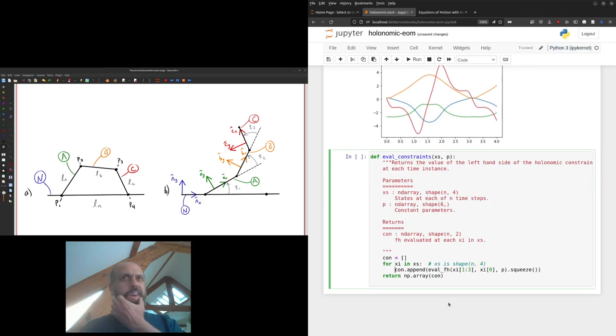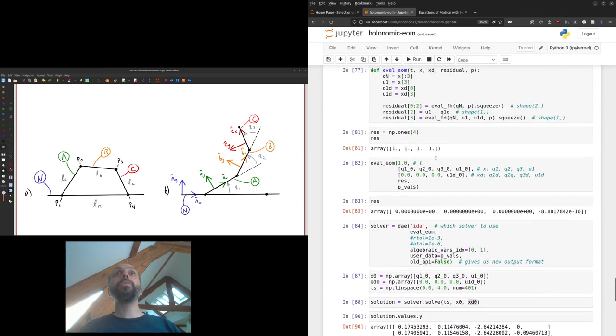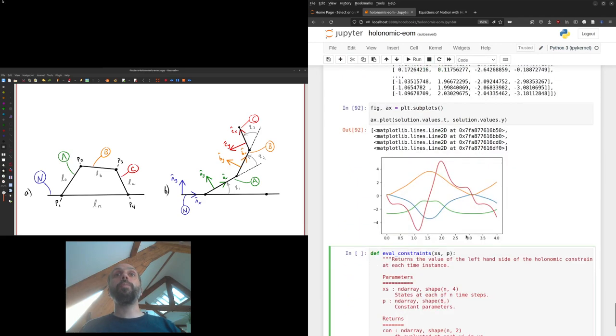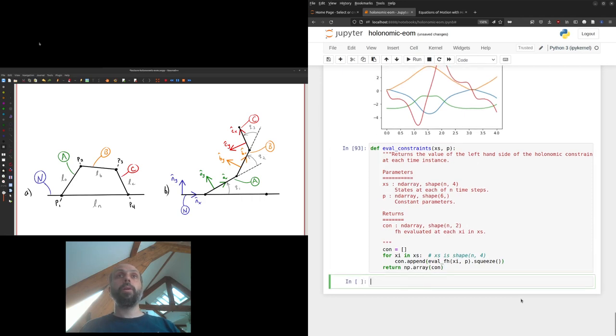And I think I have fh defined a little bit differently. Our fh takes qn comma p. So I can just do, I believe, XIP there. And I think that will work. So our constraints will be eval constraints. And then I'll give it solution.values.y and pval.